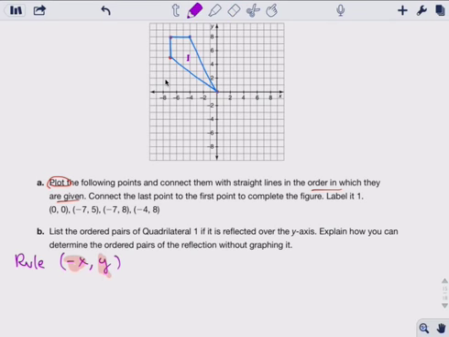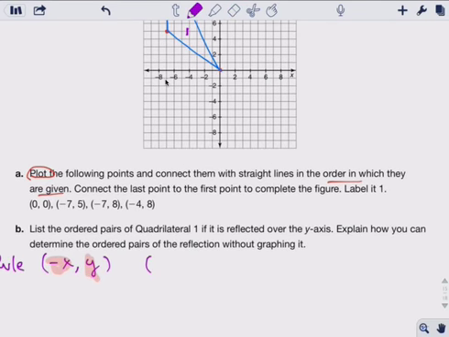Okay, so the ordered pair is x becomes its opposite. The opposite of 0 is still 0 and 0. The opposite of negative 7 is a positive 7 and 5. Y stays the same. The opposite of negative 7 is 7 and the y stays the same. And the opposite of negative 4 is 4 and the y stays the same. Okay?